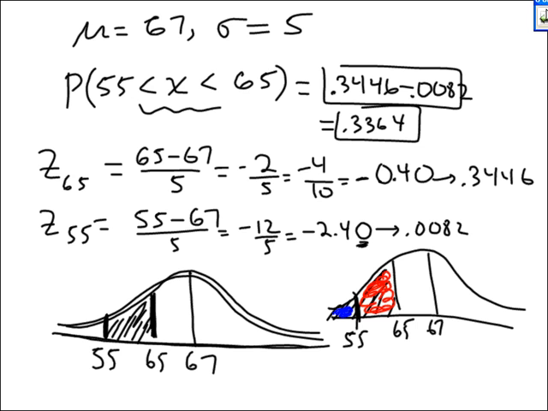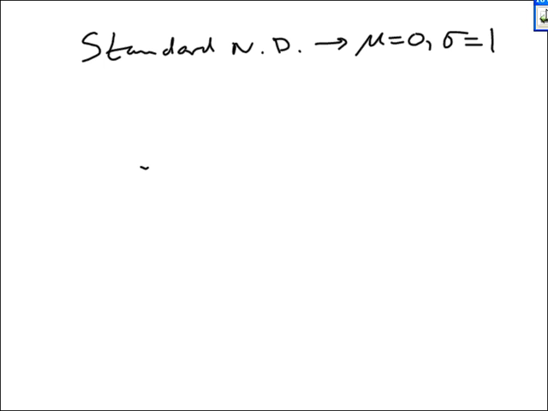Okay. The next thing I want to tell you is just some definitions. When they tell you that it's standard normally distributed, that's just their way of saying mu is 0 and sigma is 1.